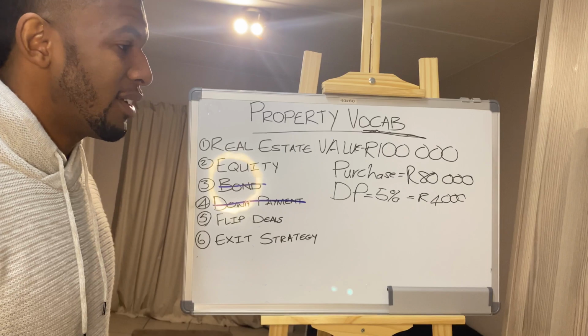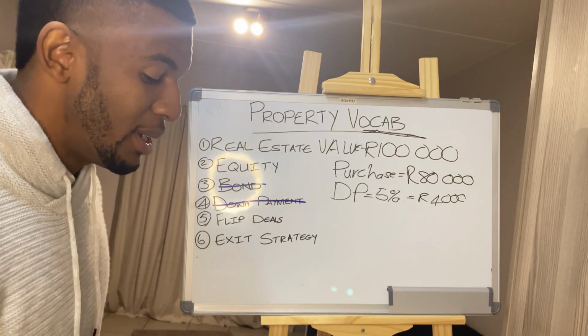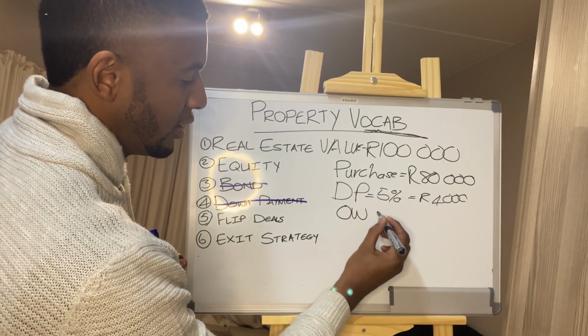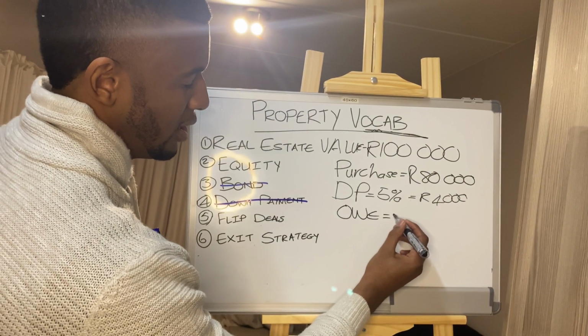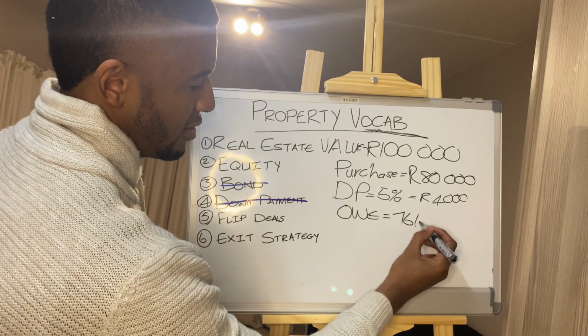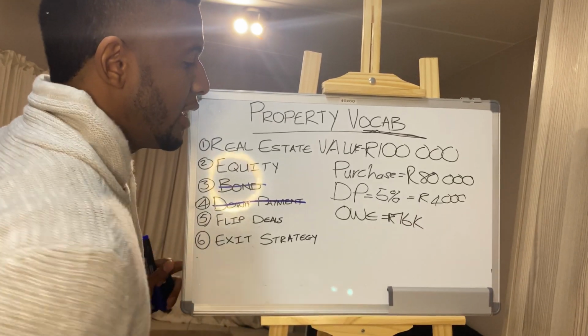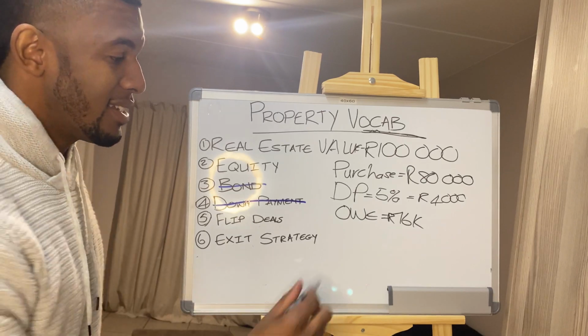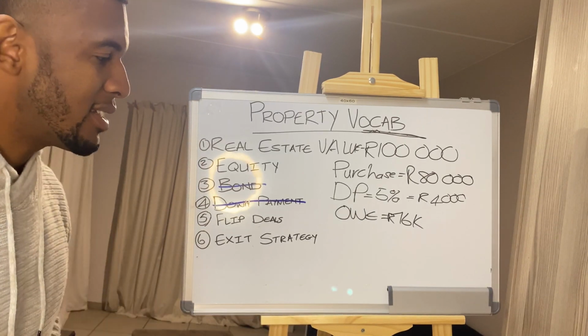So you go take that 4,000 Rand and you put it down as a down payment, which means now you owe the bank 76K. Okay. Now you owe the bank 76K, and the bank says, okay, that's all right.